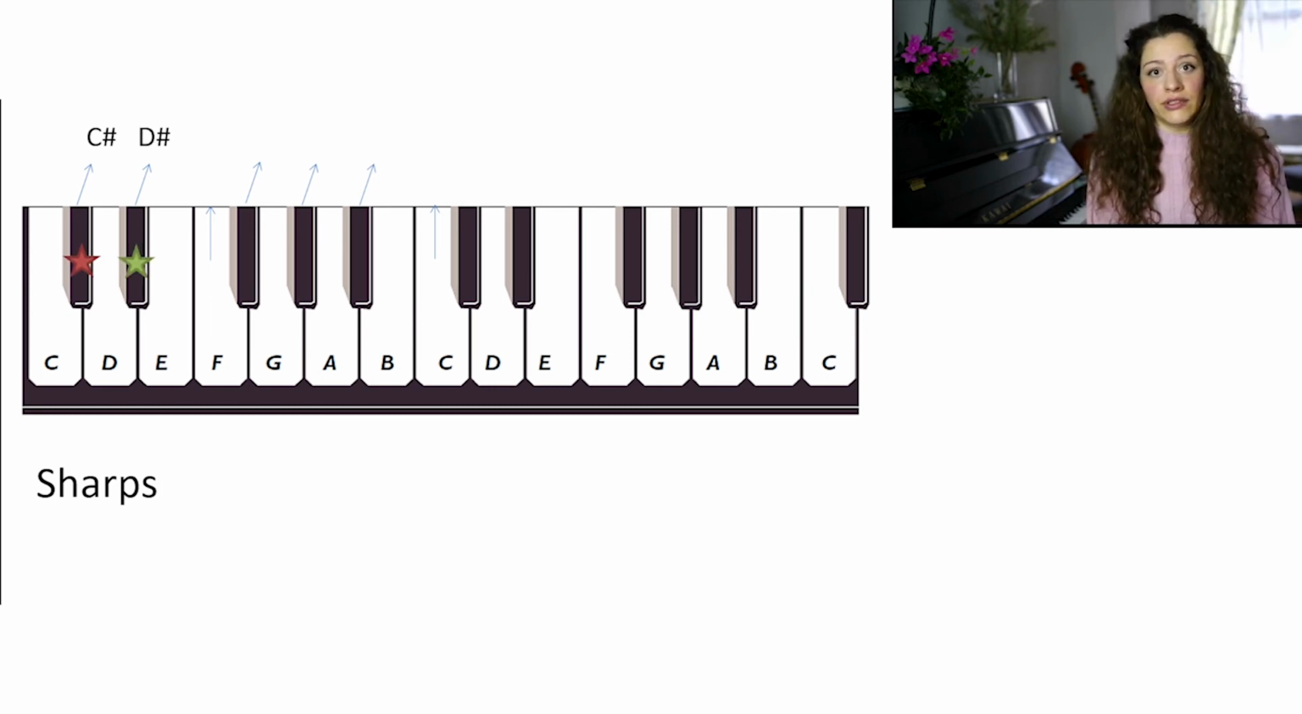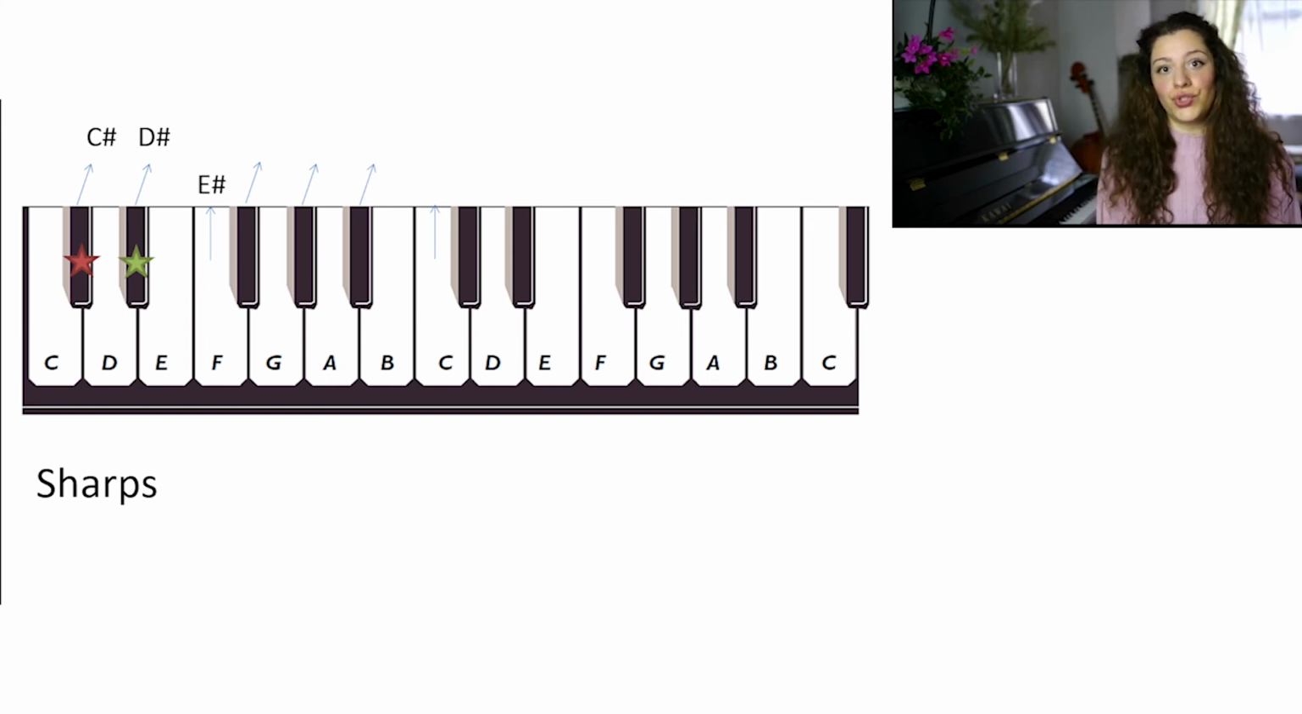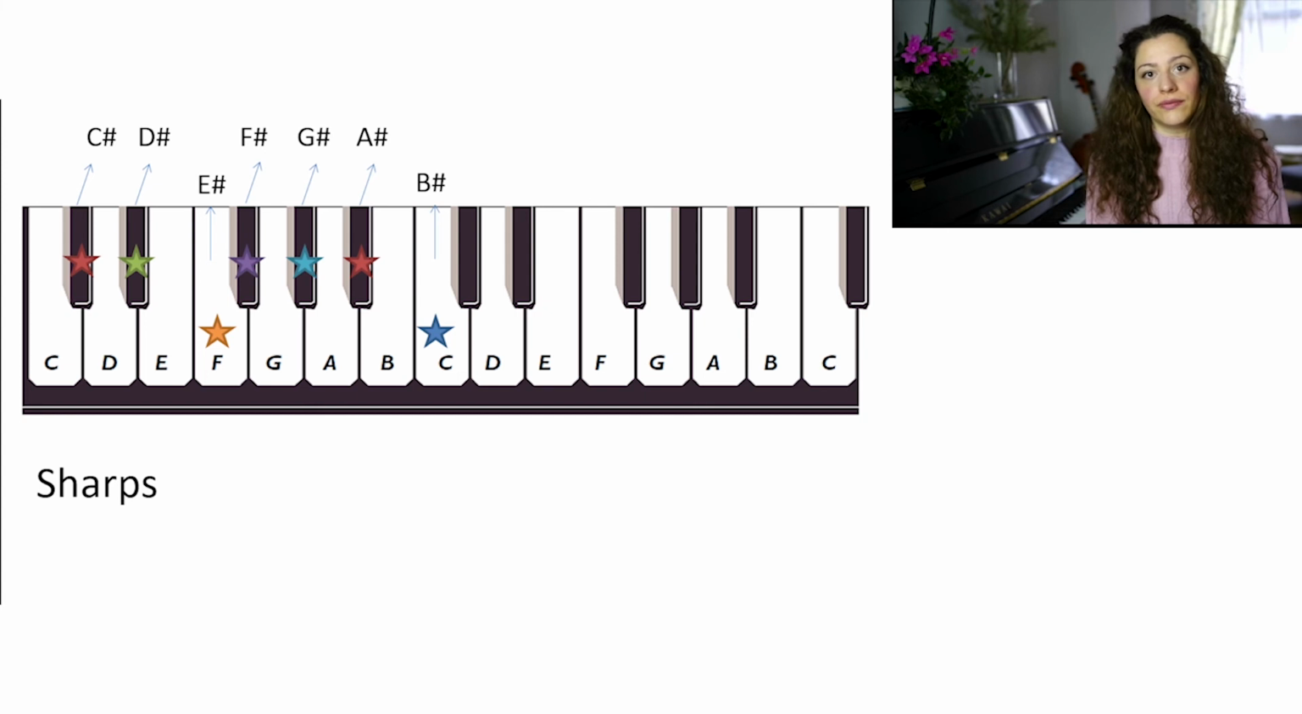When you get to the E, there is a gap. There is no black key there. So we have to make our F the sharp because it's the closest key to the E. And I mentioned we go to the right to find our sharps. So the E sharp will be the F, the F sharp will be the black key, the G sharp will be the black key, the A sharp will be on the black key, and the B sharp will be our C note.